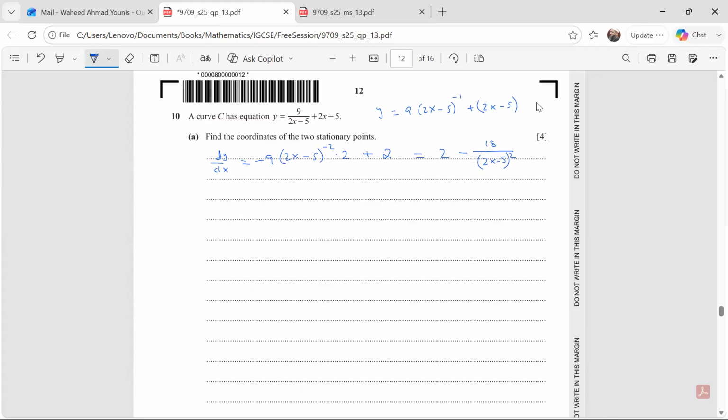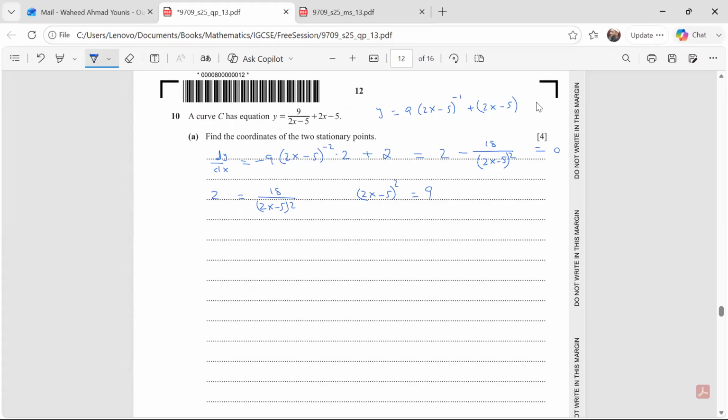Okay, so this is the derivative. And in order to find the stationary point, we will put it equal to 0. When we put it equal to 0, you can see 2 is equal to 18 over (2x − 5) squared. So from here, I can see that (2x − 5) squared is equal to 18 over 2, which is 9, right?